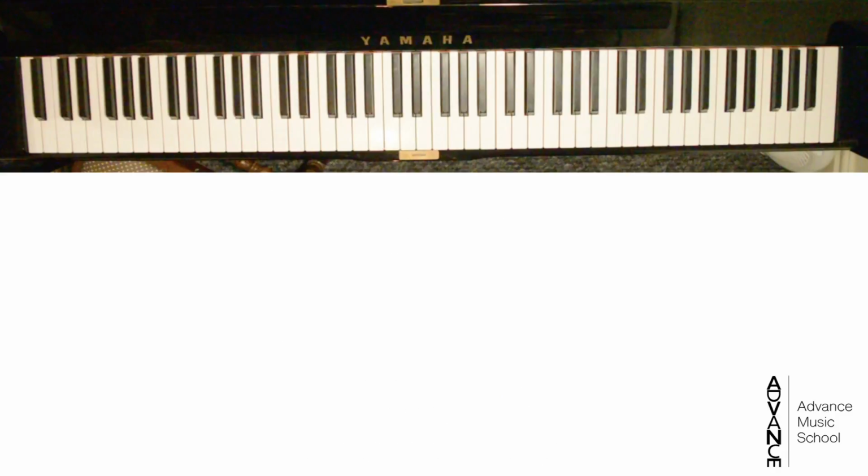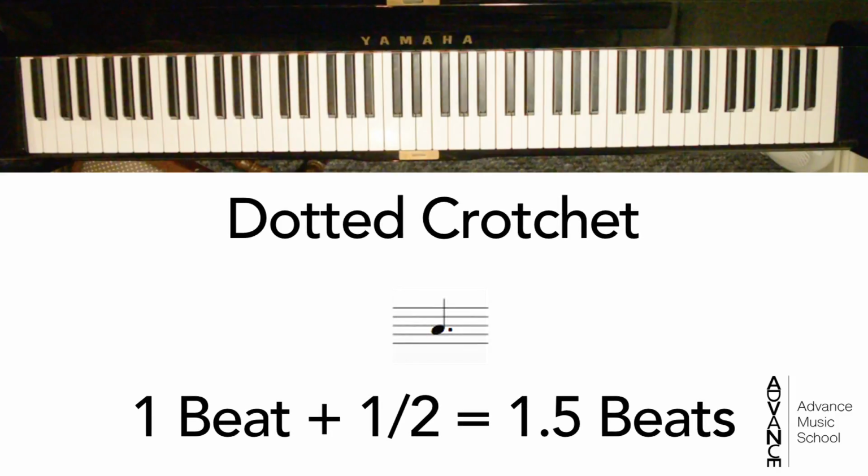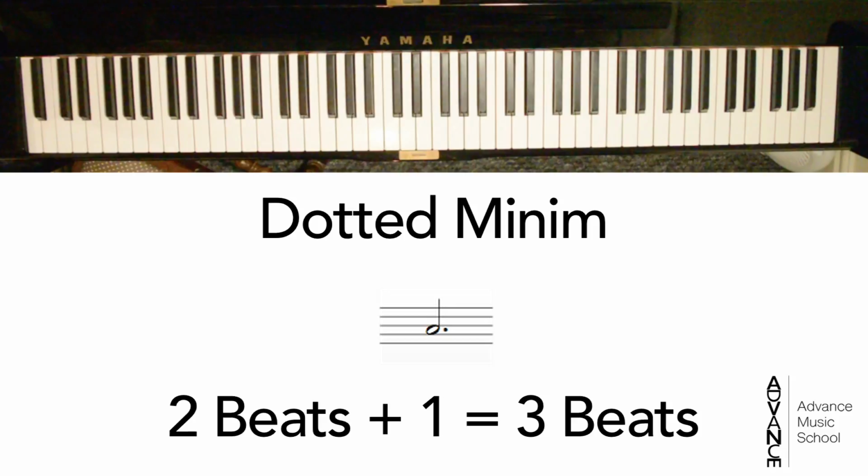As well as this, we can add a dot to any of these lengths, and this will add half of the original value of the note on top. So a dotted crotchet becomes 1.5 of 1, which is 1.5 beats. A dotted minim becomes 2.5 of 2, which is 1, equals 3 beats.